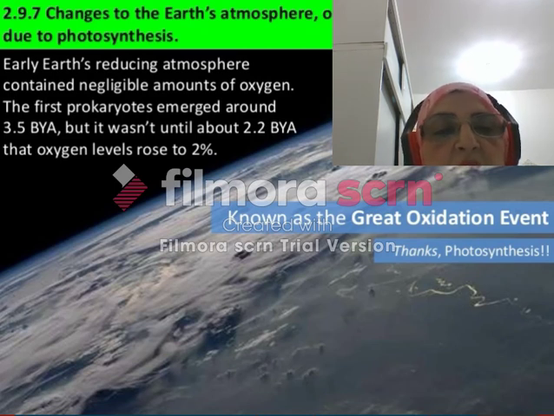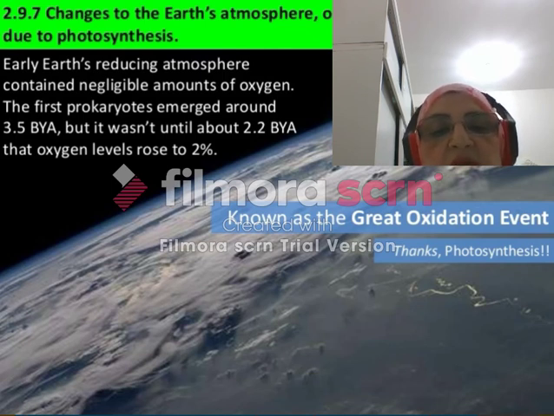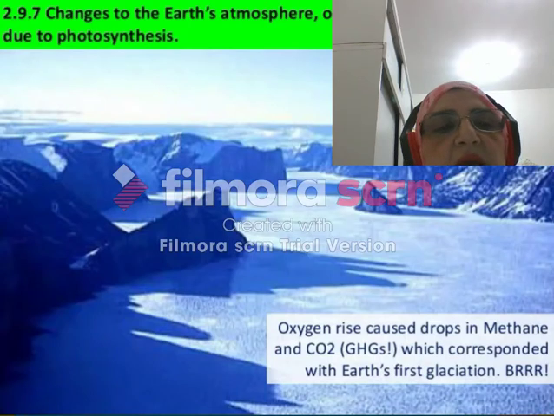But prokaryotes, very small green bacteria, arose, and as a result they started to carry out photosynthesis. It took more than 1 billion years until the level of oxygen became 2%. We call this event the Great Oxidation Event. The changes to Earth's atmosphere, oceans, and rock deposition due to photosynthesis.